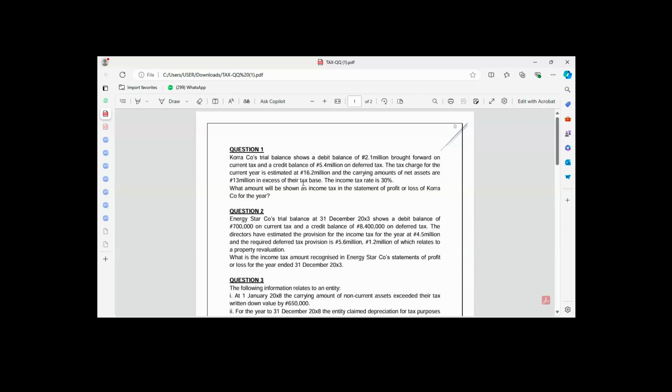So under provision, what do we do to it? We add. Under provision is where? Under provision is on the debit side of the trial balance. Over provision, credit side. Over provision, we less. Under provision, we add.